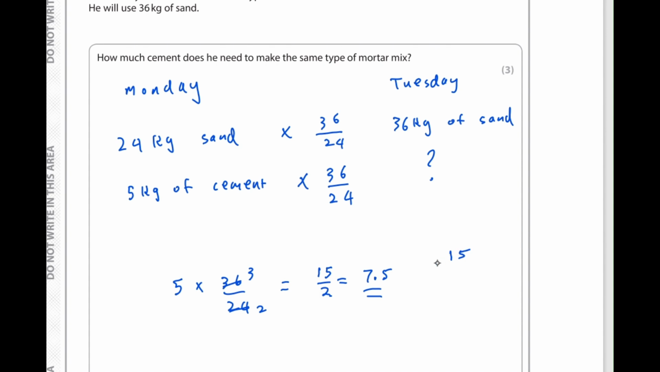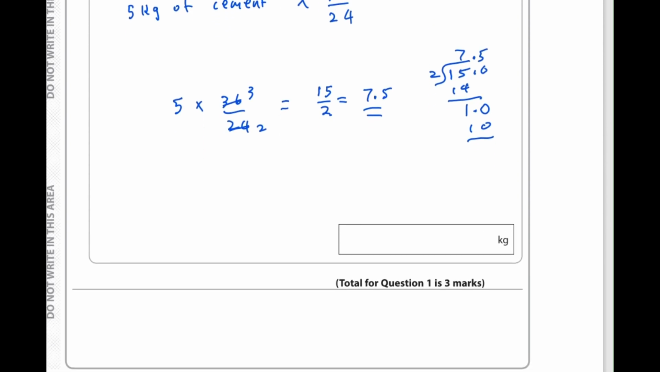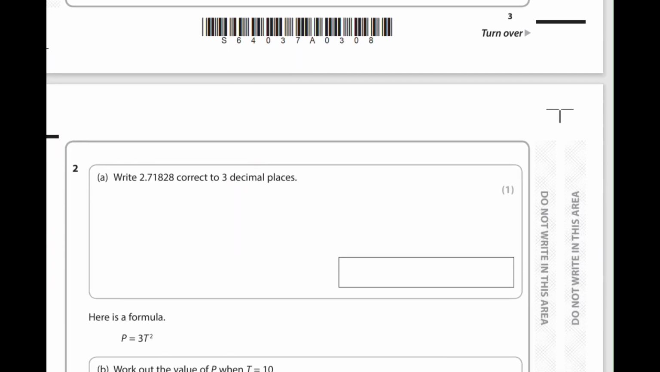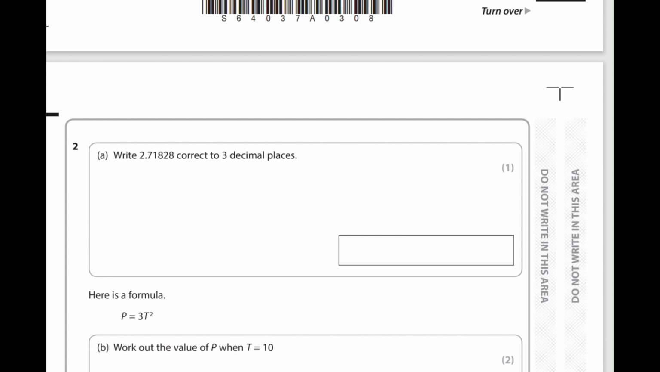If we do 15 divided by 2, 2 times 7 is 14, remainder 1, put a point and then 0. 2 times 5 is 10, so 7.5 kg. So our answer is 7.5 kg. Okay, done. Next question.